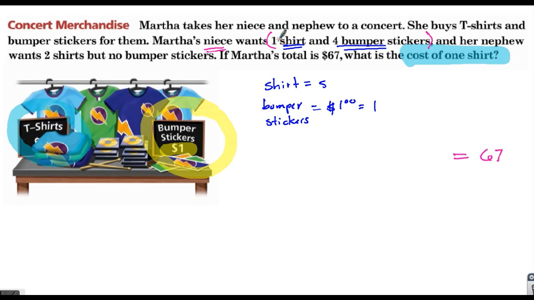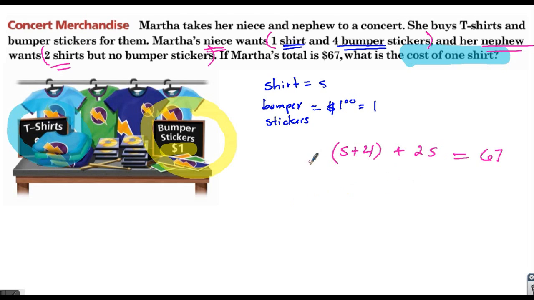Now for her nephew, it was 2 shirts and no bumper stickers. So that means all we need is 2S, 2 shirts. So we're going to go ahead and write 2S. Okay, so now here's our equation. Our equation is going to be S plus 4 plus 2S equals 67.